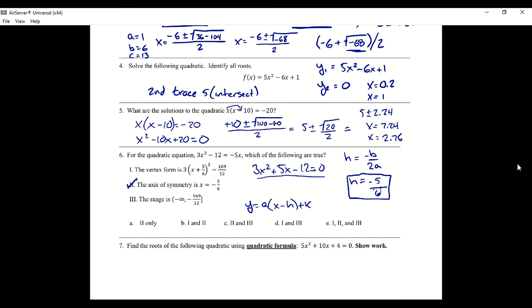And I'm just going to do this on the calculator. And here you can use your fraction form. So 3 times alpha y equals, bring up your fraction template, negative 5/6 squared plus 5, oops, not times, plus 5 times alpha y equals negative 5/6 minus 12, and we get negative 169/12 for k.